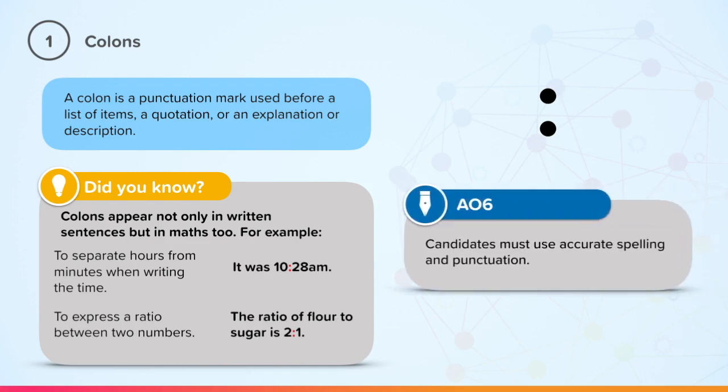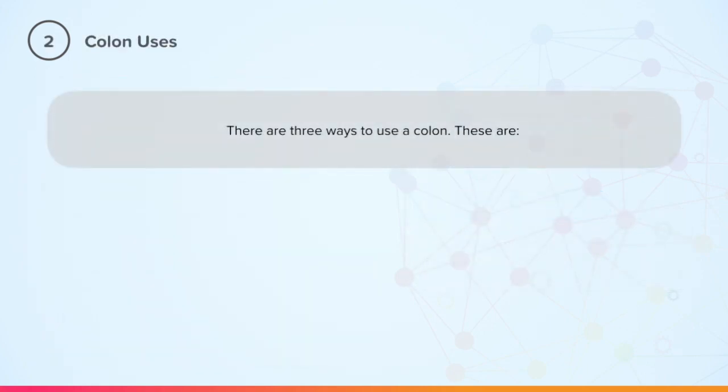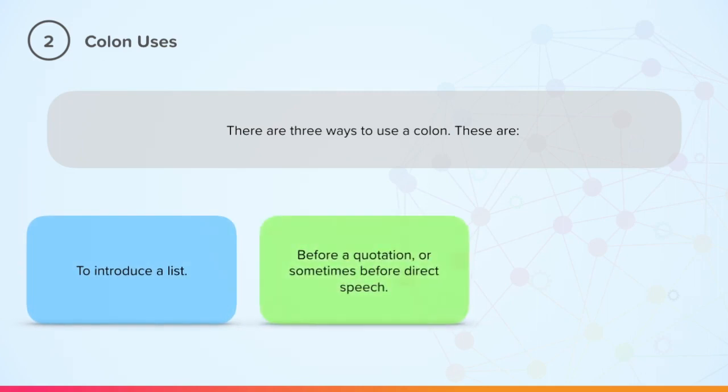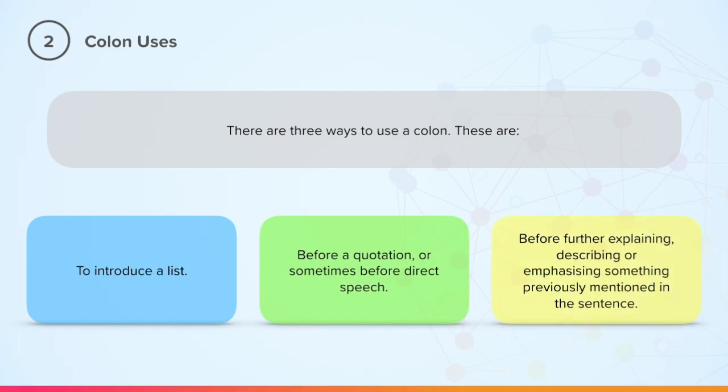Candidates must use accurate spelling and punctuation, and this will get you marks in Assessment Objective 6. There are 3 ways to use a colon. These are to introduce a list, before a quotation or sometimes before direct speech, or before further explaining, describing or emphasizing something previously mentioned in the sentence.